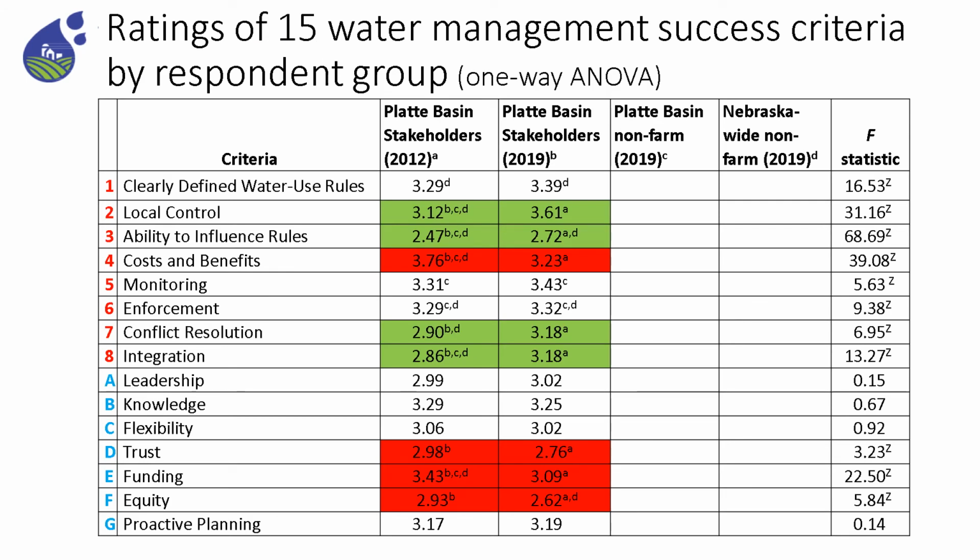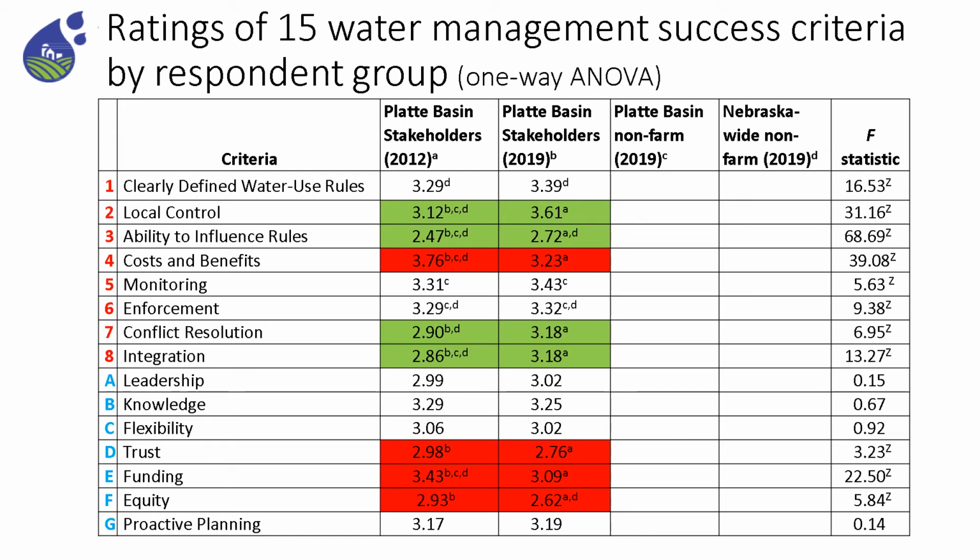Here's a table of results of the one-way ANOVA comparing the Platte River basin in 2012 to the Platte Basin stakeholders in 2019. These are producers. And we see that for clearly defined rules, there was general agreement that there were clearly defined rules being applied in this integrated management process.